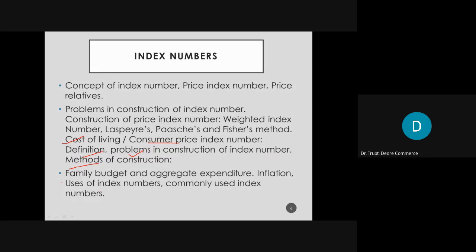This is also asked many times, that family budget and aggregate expenditure. So it is a part of index number only. So when we go for this index number chapter, we'll clear this concept. Then what is inflation, then use of index numbers and commonly used index numbers.